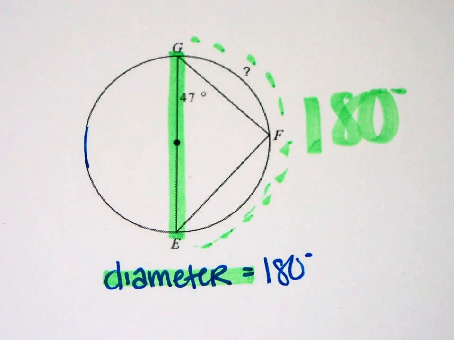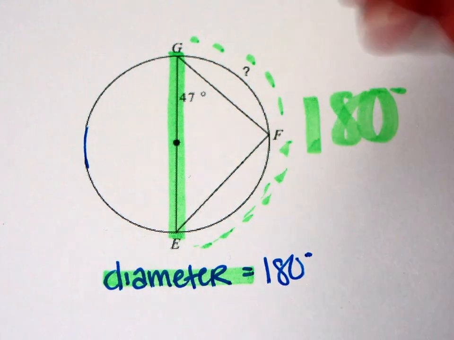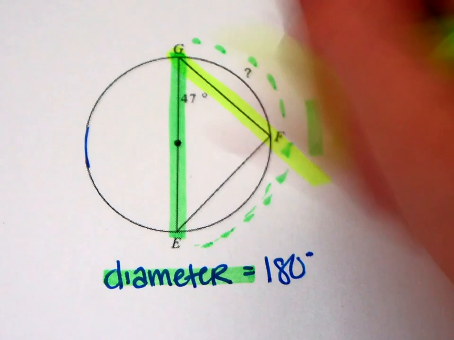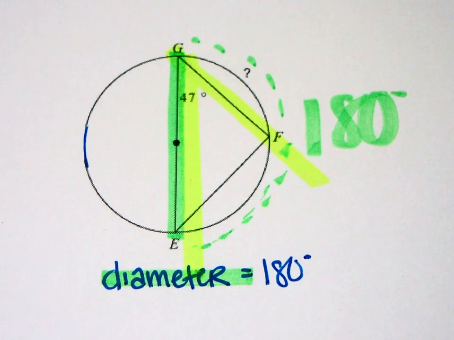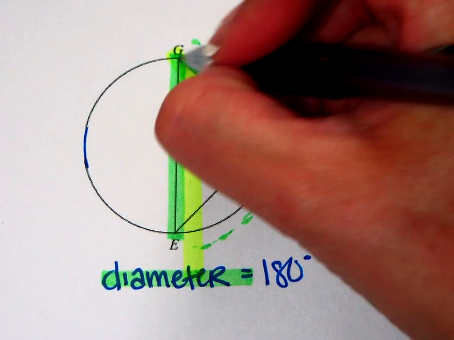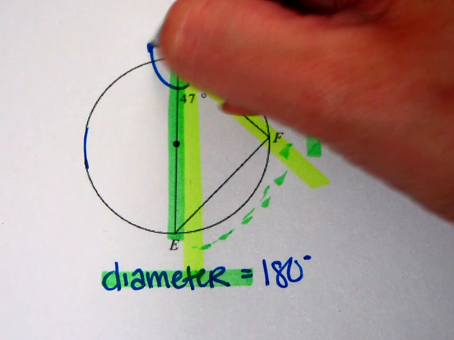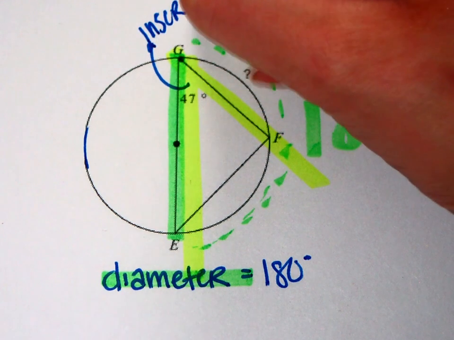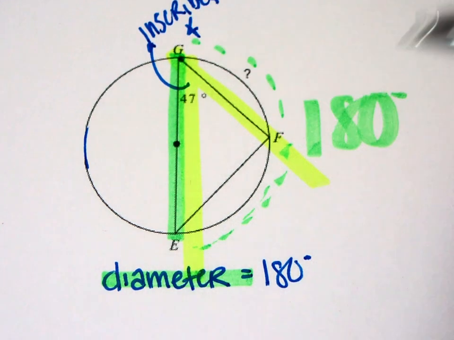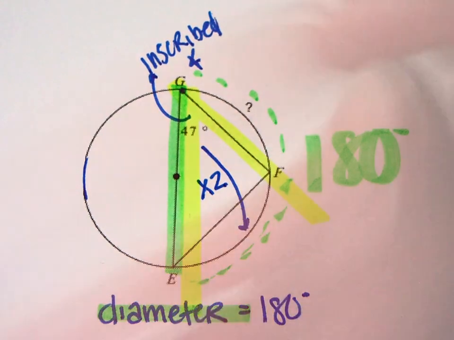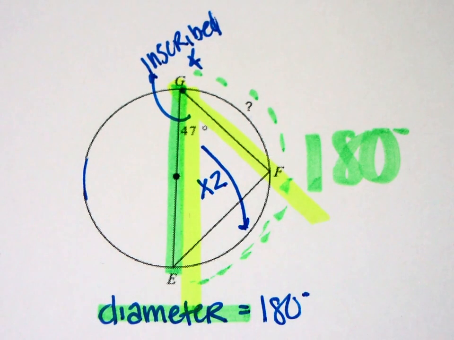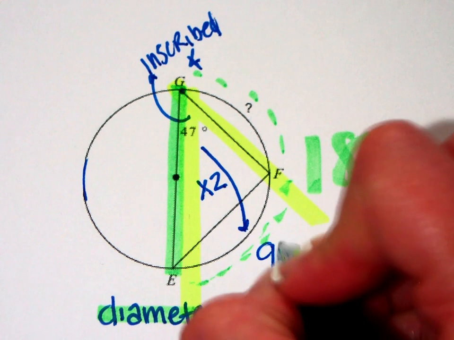Okay? The next thing I'm going to do is trace out my number that I actually have. I've got 47 degrees. So that actually corresponds to this arc. To find the measure of that arc, I notice that this angle is inscribed. So to find the measure of the arc, I multiply by 2. So 47 times 2 is 94.